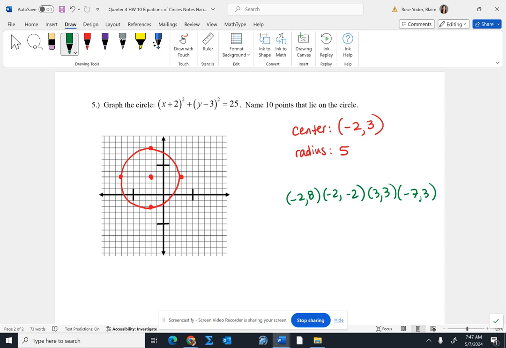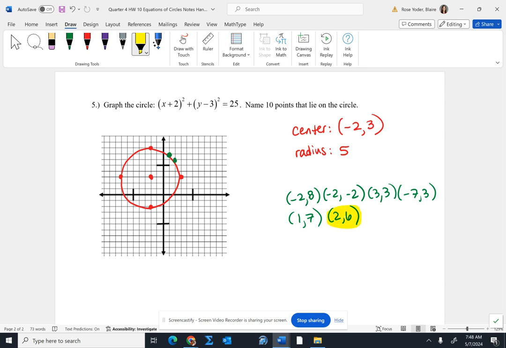So I did something clever. I noticed that the radius was 5, and I decided to use 3, 4, 5 triangles. So if you go back to the center and you move over 3 and up 4, I didn't draw my circle perfectly, but if I did, that would be a point on the circle. That is (1, 7). And then I could do the same thing. Instead of over 3 up 4, I could go over 4 up 3. And again, I didn't draw it perfectly, but if I did, then (2, 6) would be a point on the circle.